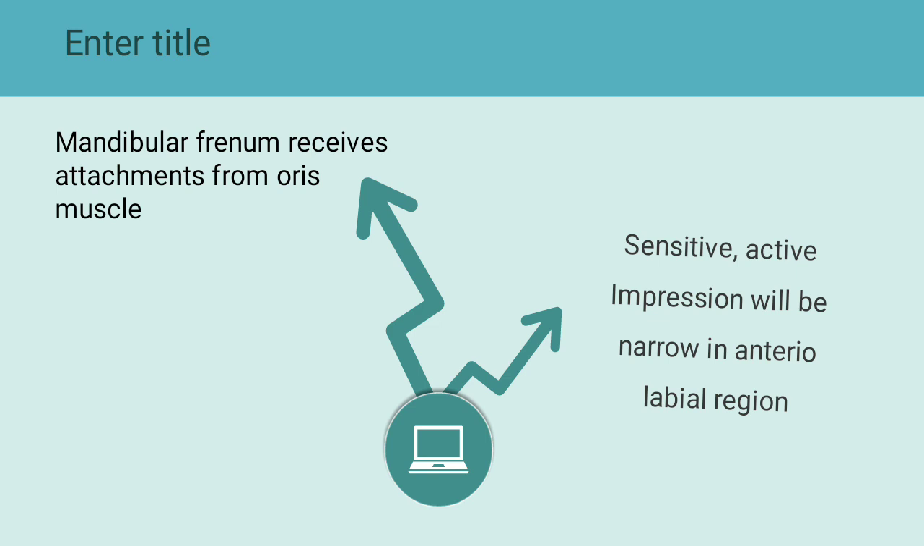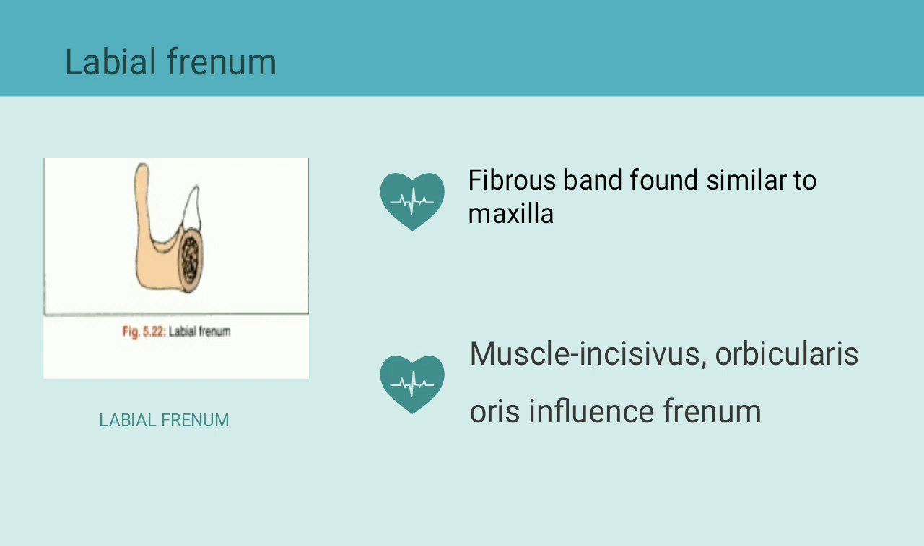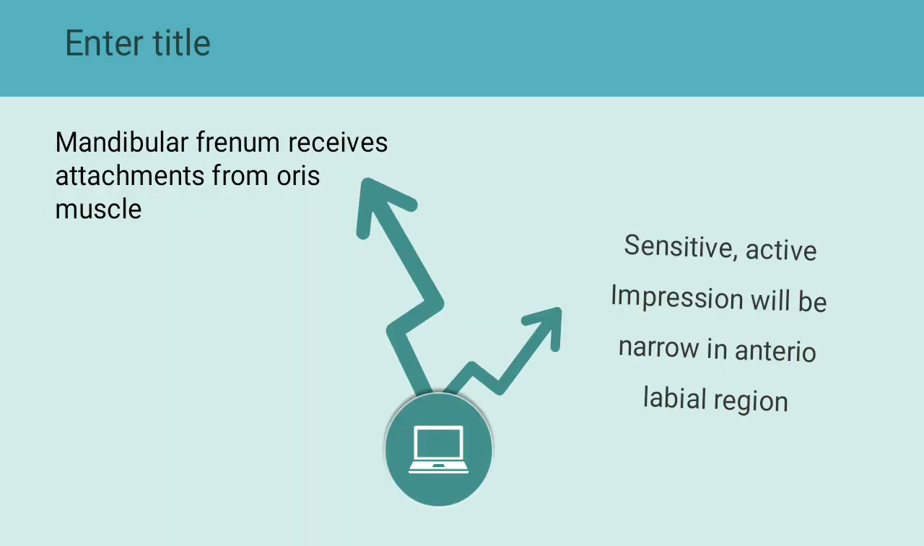The mandibular frenum gets its attachment from the orbicularis oris muscle. The muscles involved are incisivus and orbicularis oris. They are mainly sensitive and active. According to the impression, it will be narrower in the anterior labial region concerned with the labial frenum. While taking the labial frenum, a V-shaped notch should be available and the fibrous band should be seen.